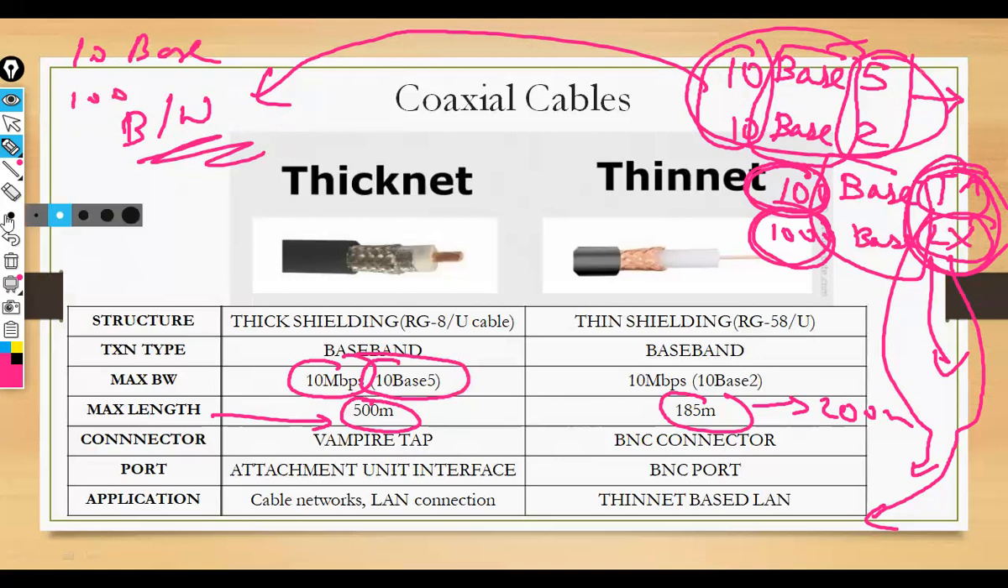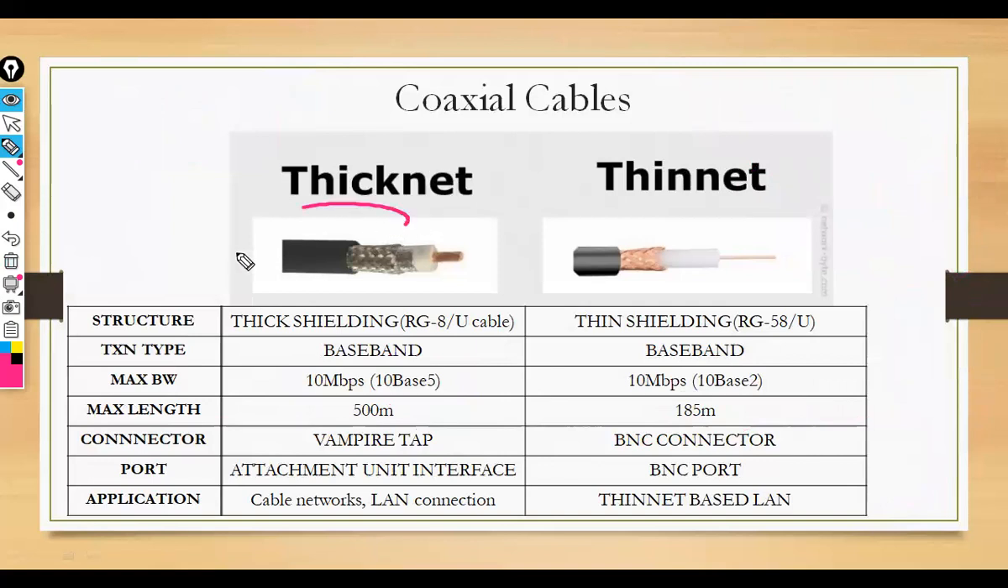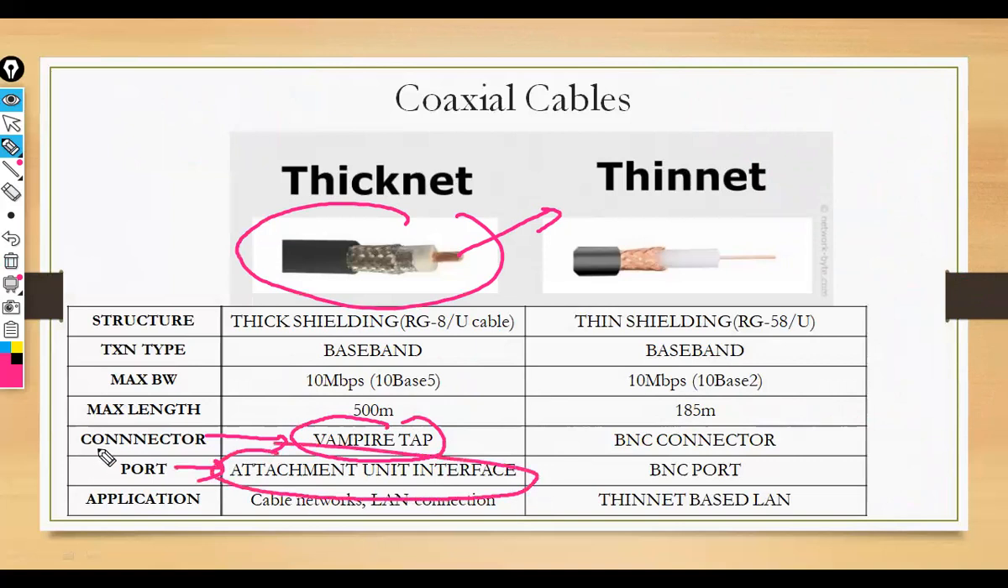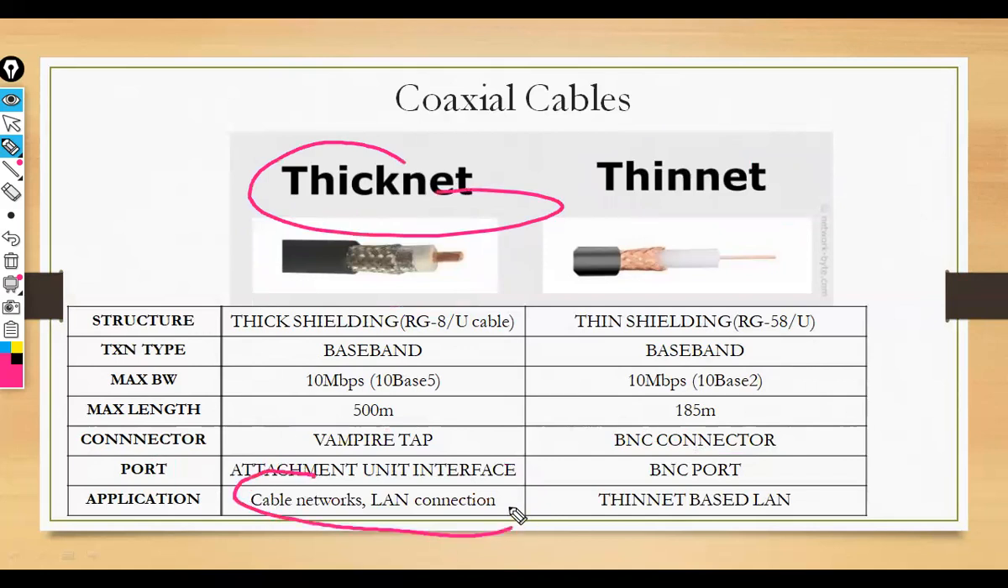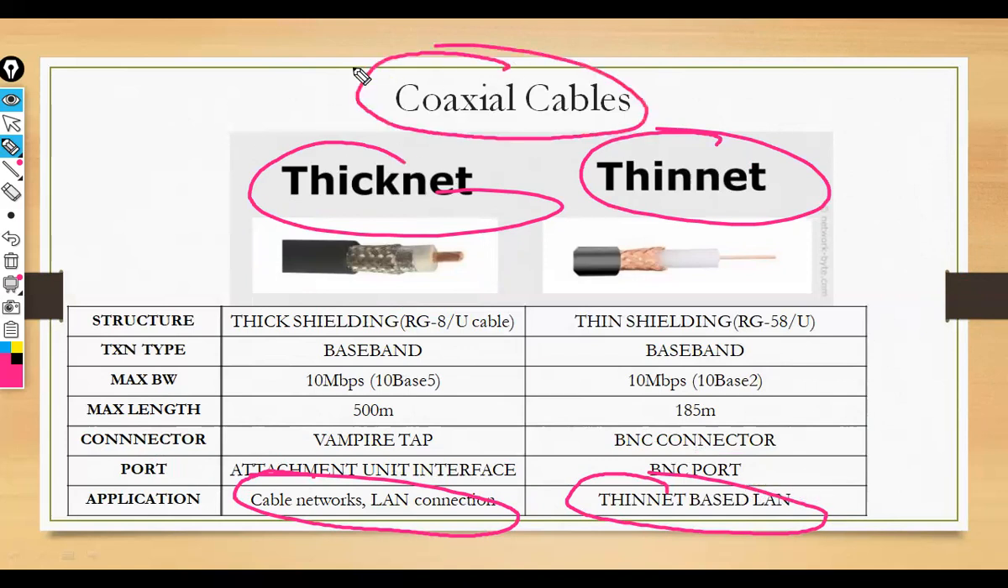Clear? Now, say this is a cable, you will connect it to a connector, and it can also be connected to a port. Here the connector is called a vampire type connector, and the port is called attachment unit interface. Again, here in thin net, you have the BNC connector, and the port is the BNC port. An application of thick net is cable network, LAN connection, etc. And thin net is thin base LAN cables, which is normally not seen nowadays. So this is the coaxial cable.